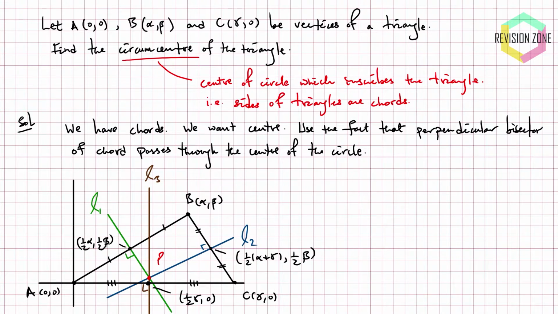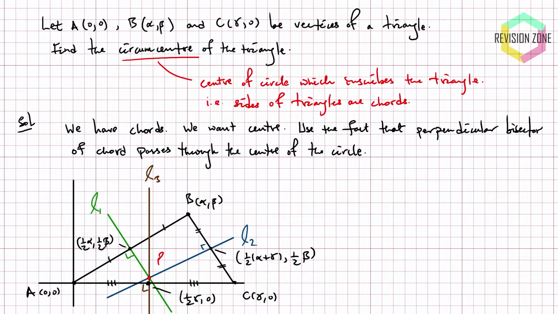So A is at the origin, we see that. C is on the x-axis, the distance gamma along, we see that. And B, I've said, is in the first quadrant, so this is the first quadrant. And there's B, a distance alpha across and beta up. Okay, now we want the point P, where the perpendicular bisectors to the three sides actually meet.